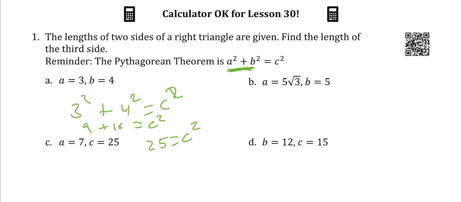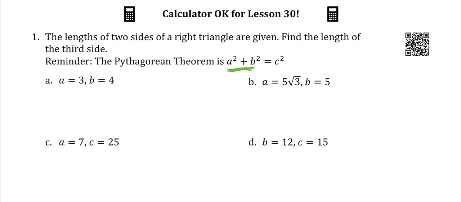Now to solve this, we can take the square root of both sides. Normally, when you solve an equation by taking the square root of both sides, we have to be careful to do plus or minus. And so normally we would say plus or minus 5 equals C, but because this is a geometry problem with a physical side length, we can ignore that minus in this case, and we can say that C is 5.